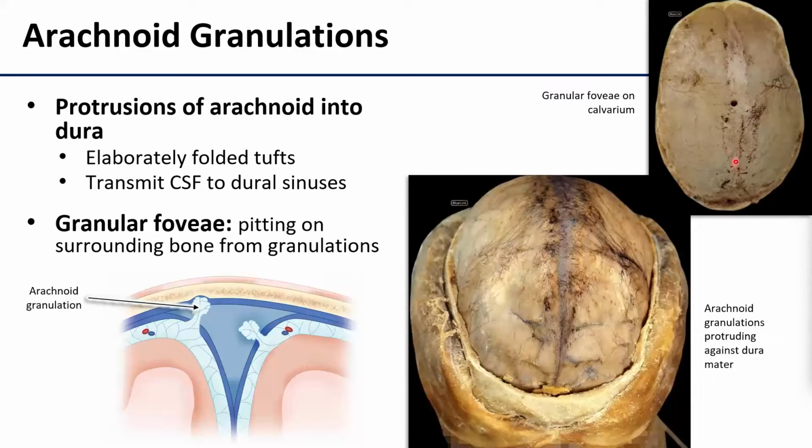These are called granular foveae. Okay, so all those little pits you see there are good examples of a granular fovea. I'm actually not sure what the singular of fovea is. I'll have to figure that one out.